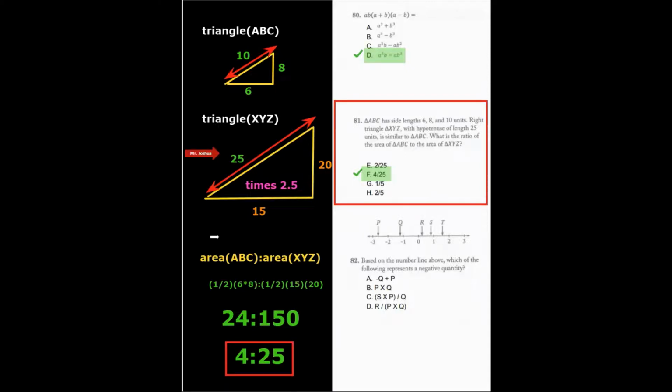As we can see here, the area formula for ABC will be a half the base times the height, or a half of 48, or 24. For the larger triangle, we have a half of the base, 15 times 20, a half of 300, which is 150. Dividing by 6, we have 4 to 25, and the correct answer was F, 4 to 25.